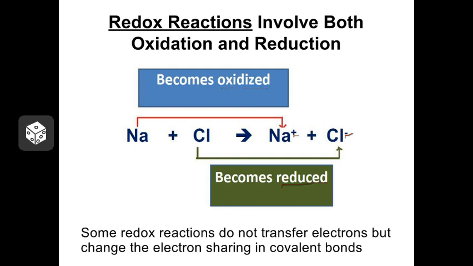Now, this particular redox reaction is pretty easy to interpret because there's a complete transfer of electrons from one atom to another, and that's represented with these little symbols. Other redox reactions can be a little trickier to recognize because sometimes in these reactions, the electrons will just be shifted around a little bit, and it changes the potential energy within the atom and within the molecule.